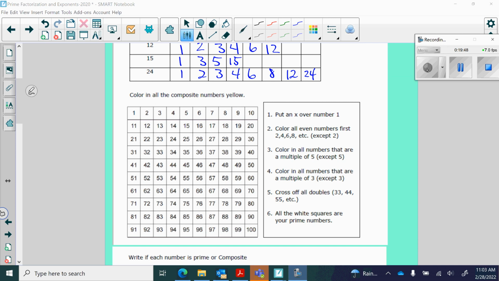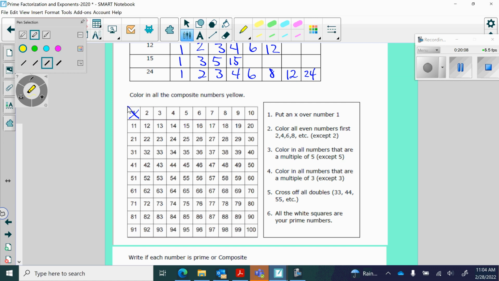Okay, first thing we need to do, hopefully you still have your pencil. We're going to cross out the 1. Why? Because 1 is not prime or composite. It goes into kind of a special category. It's neither prime nor composite. So we're marking it separately from everything else. Now grab your highlighter.